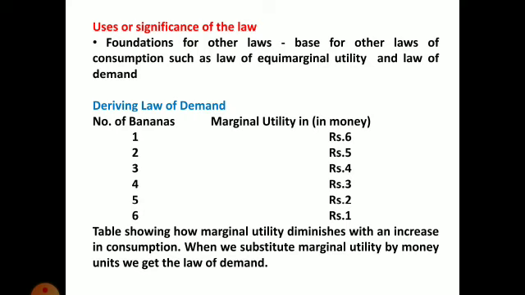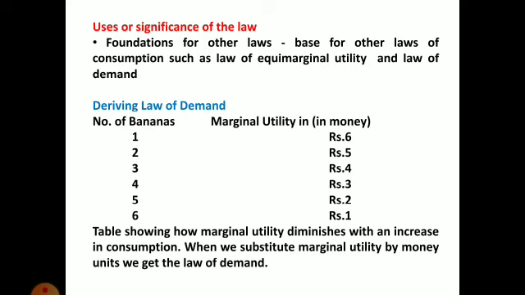First of all, this law of diminishing marginal utility acts as a foundation for various other laws of consumption, such as the law of equimarginal utility and the law of demand. In fact, it is very easy to derive the law of demand from the law of diminishing marginal utility. Just look at the table.